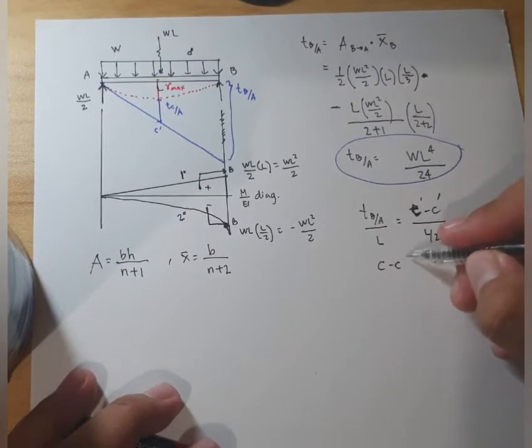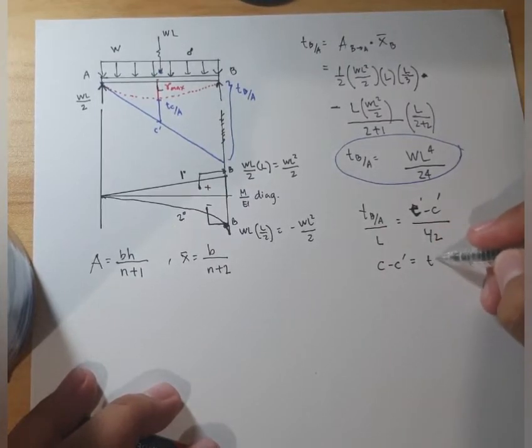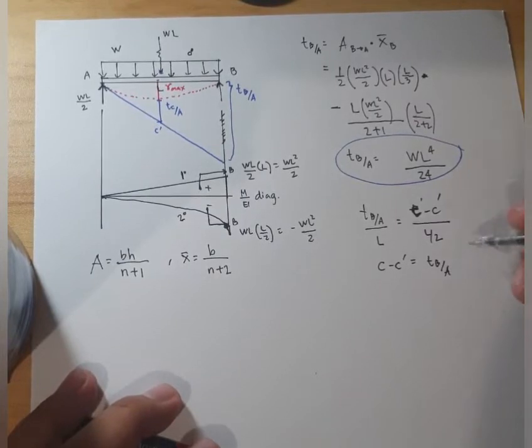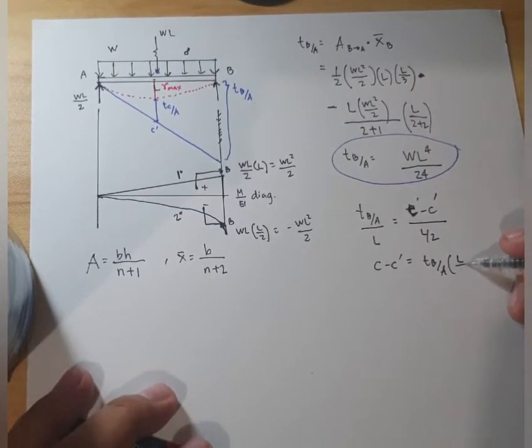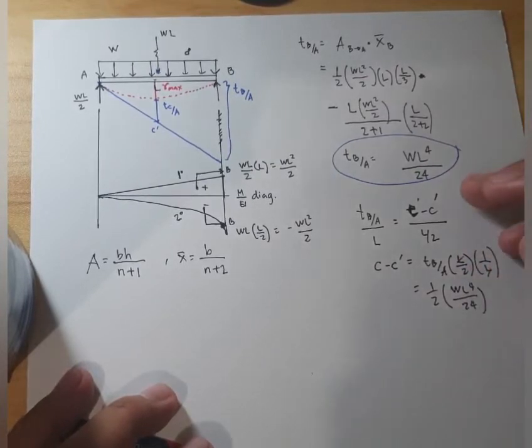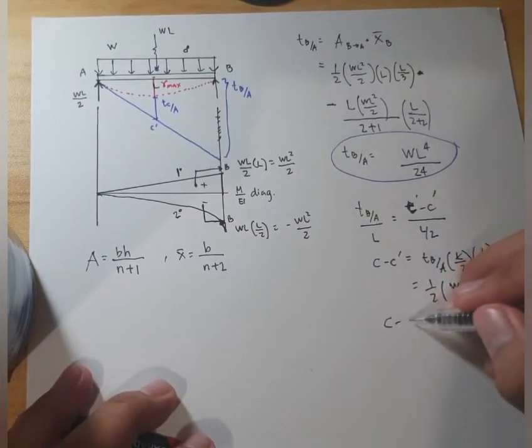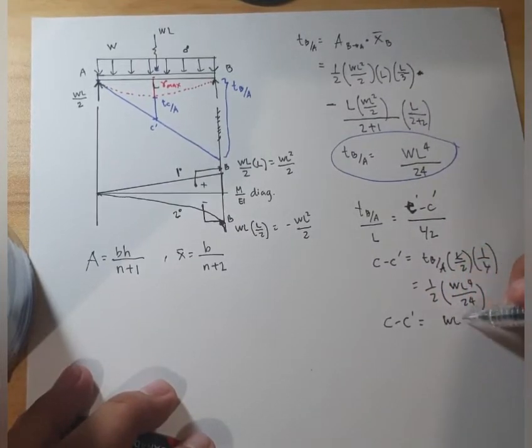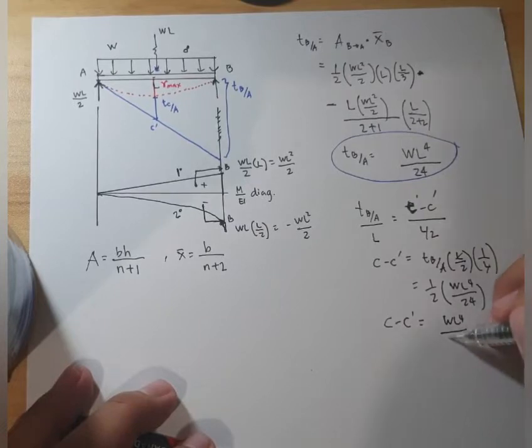So CC prime is TBA L over 2 times 1 over L. Cancel 1/2 of your TBA, which is WL to the 4 over 24. So CC prime is WL to the 4 over 48.